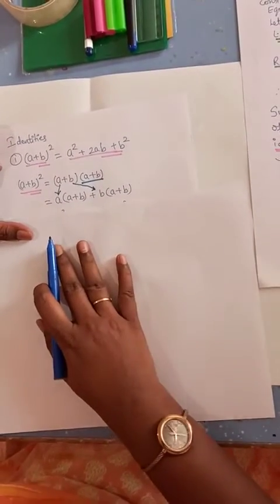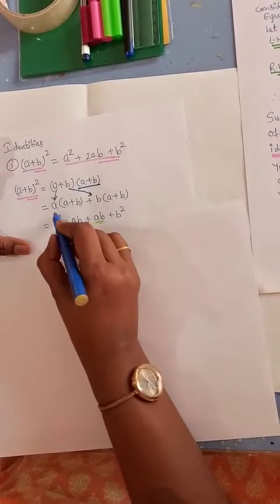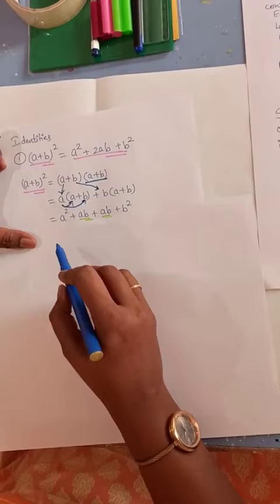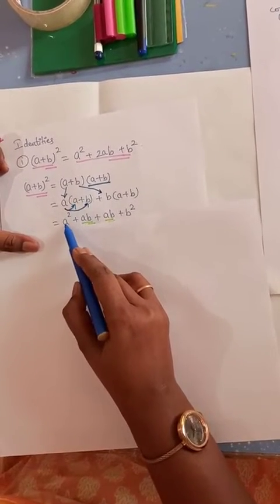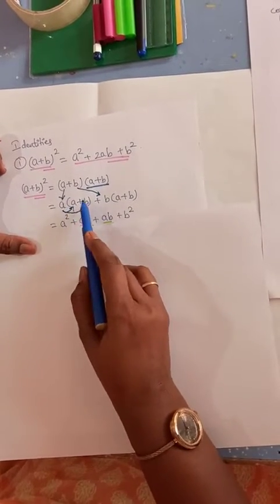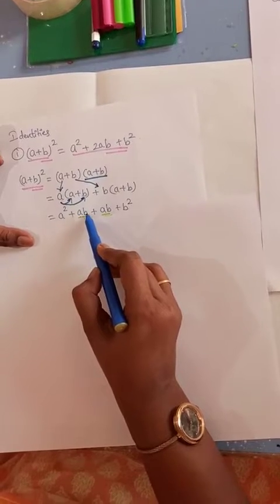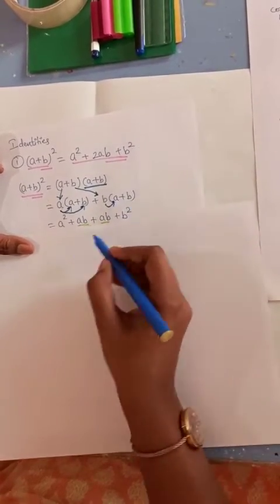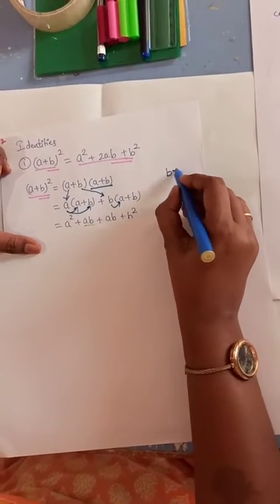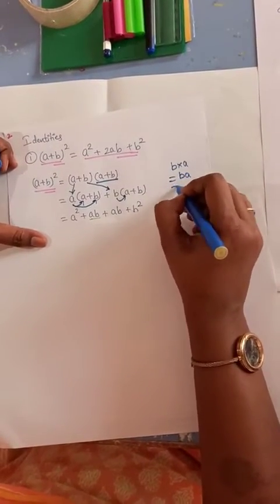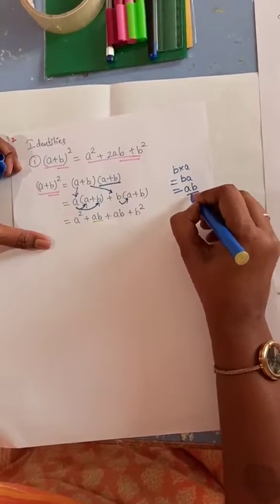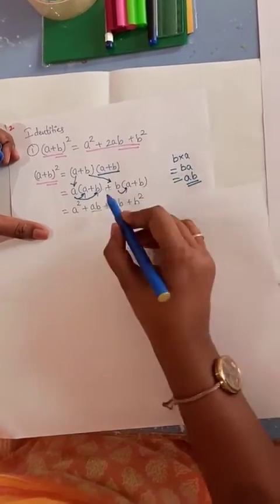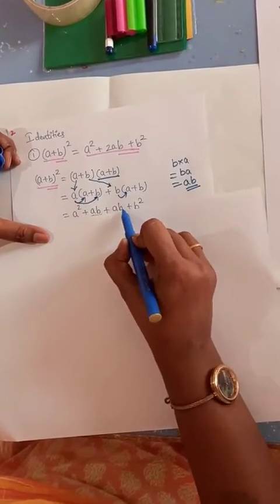Now when we open this, a will be multiplied with this a, and a will be multiplied with this b. So a into a becomes a square, plus a into b becomes ab, plus this b when multiplied with a becomes ab. You can write b into a, you can say it is ba, but we write it as ab. Alphabetical order we maintain. It is one and the same because multiplication is commutative. So ba can be written as ab. So I have written ab plus b square.